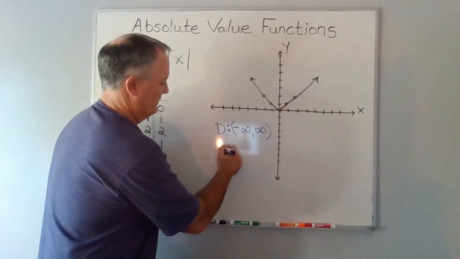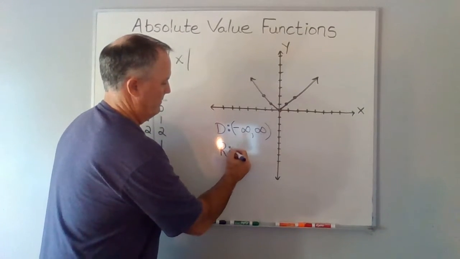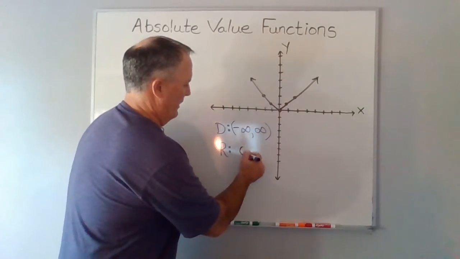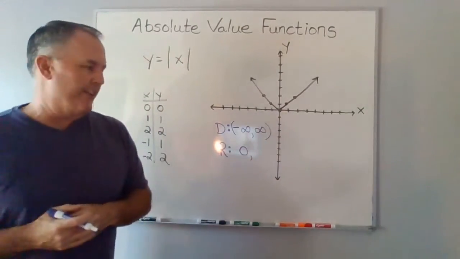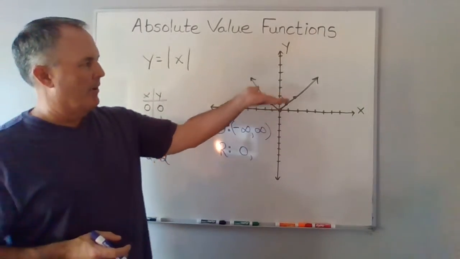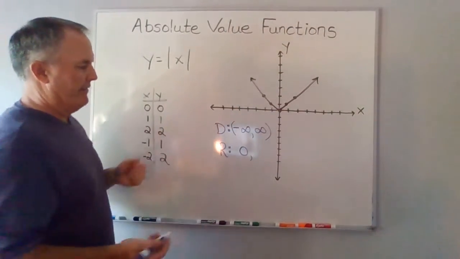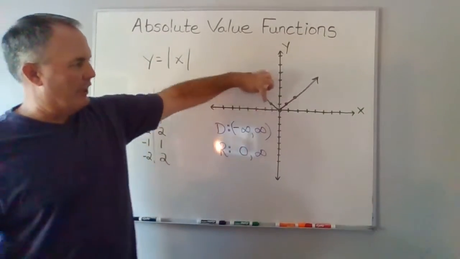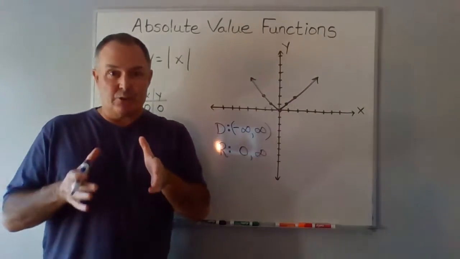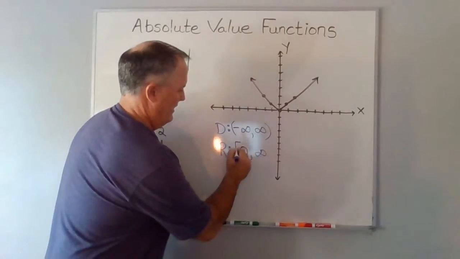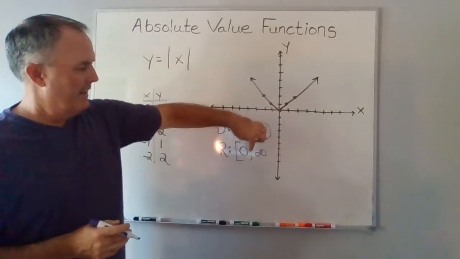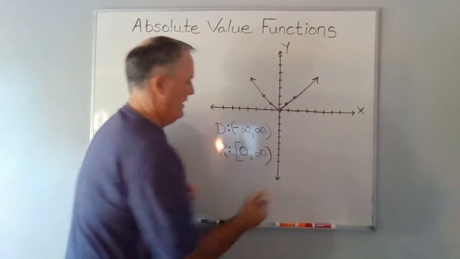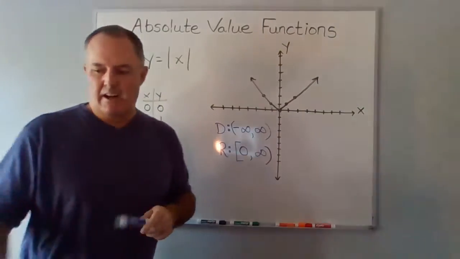Now for the range, once again, my lowest number here is 0. You always put your lowest number first when you're doing interval notation. And then my highest number, well, they keep going up and up, so that would be infinity. Since we're actually including 0 as an actual data point, that gets the brackets. Since infinity is not an actual data point, that gets the parentheses.